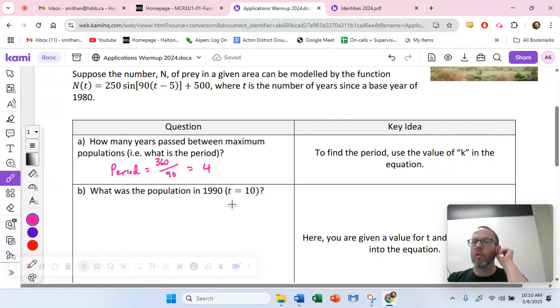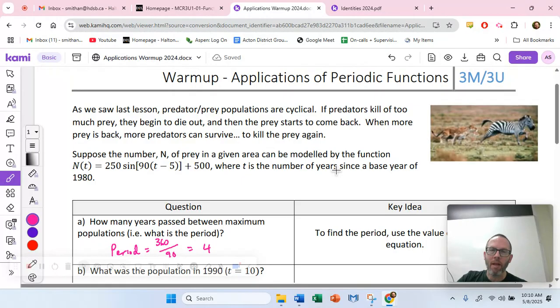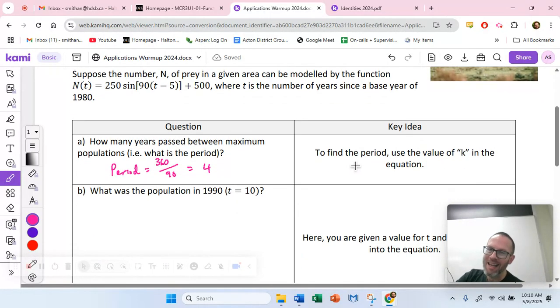One thing we haven't done a lot of is actually working with our equations to make a prediction. So in part B, I've asked us to find the population of this, whatever this prey is, in 1990.